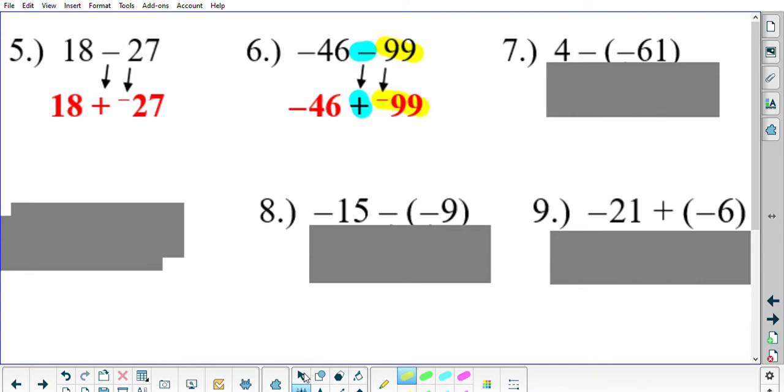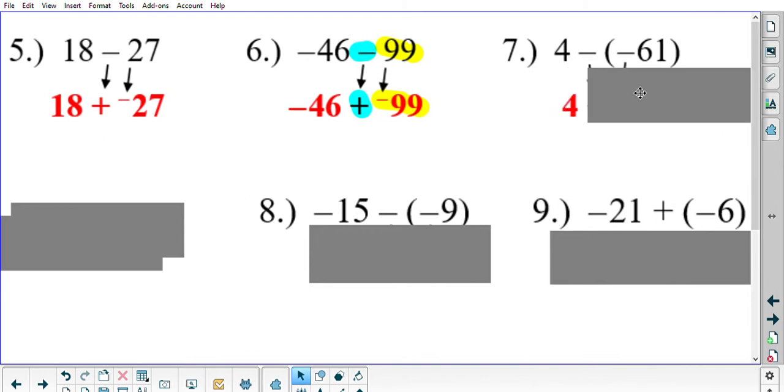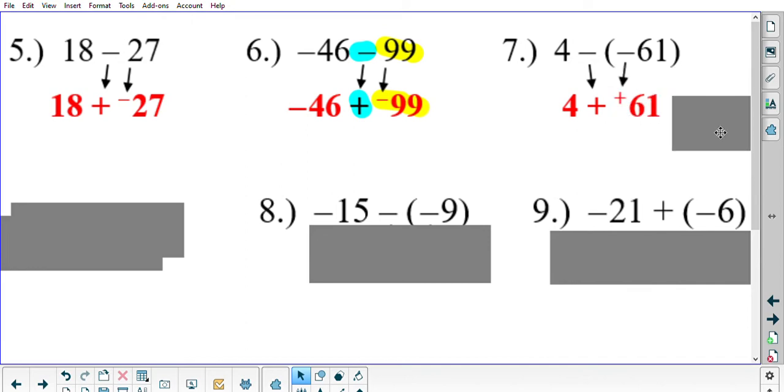Okay, number 7. Will the 4 change? Nope. First number never changes. Keep it the same. What happens to the minus? Becomes addition. What happens to the negative 61? Well, did you follow the rule of the day? Subtraction is the same as adding the opposite. What's the opposite of negative 61? Positive 61. For today, I would actually show that you're making it a positive. I'd actually draw that little tiny plus symbol, positive, just to visually show you that you indeed made a change from the negative 61 to a positive 61.